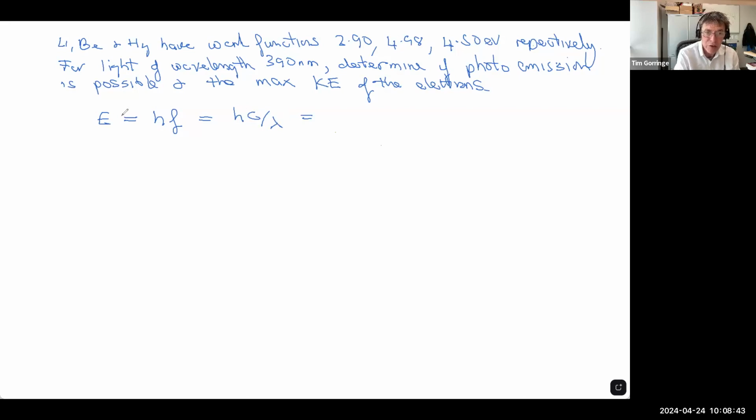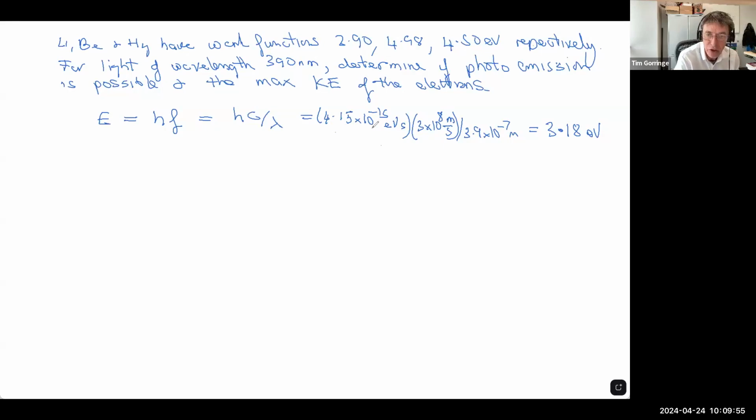I've now got an expression for the energy of the photons in terms of the wavelength of the photons, the quantity that I know, and constants of nature, Planck's constant and the speed of light. And so I can just plug in all these values and calculate the energy of the photons. I'll go ahead and do that. And so here's my calculation.